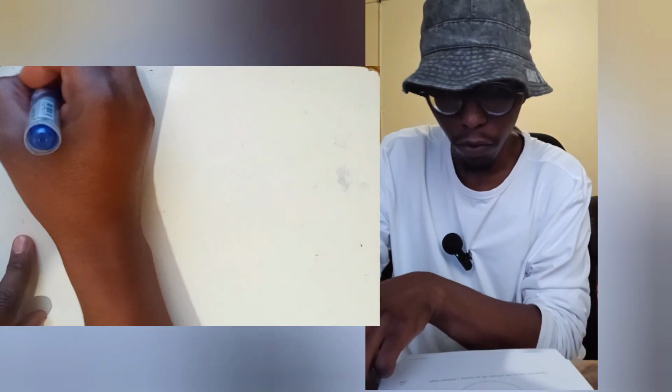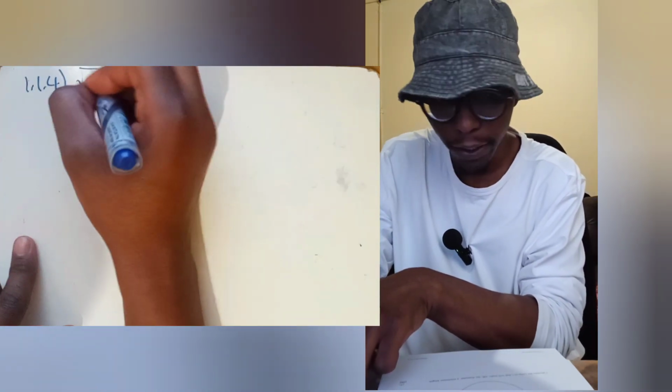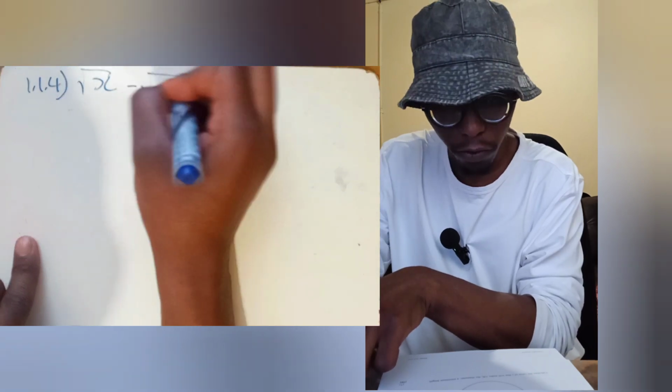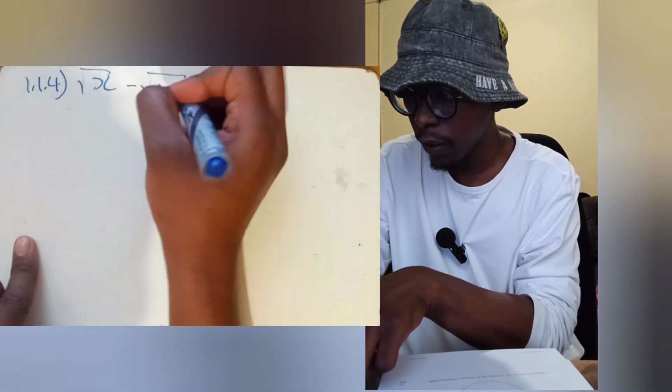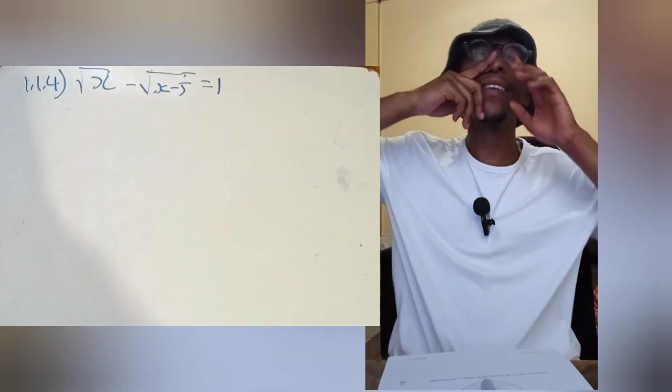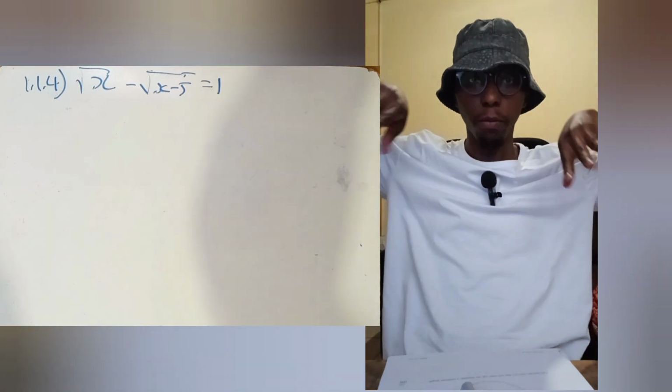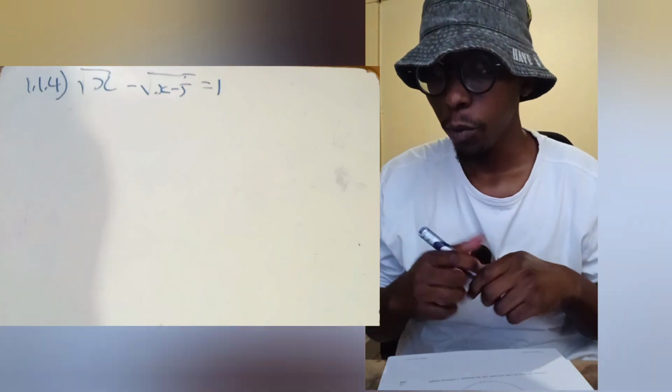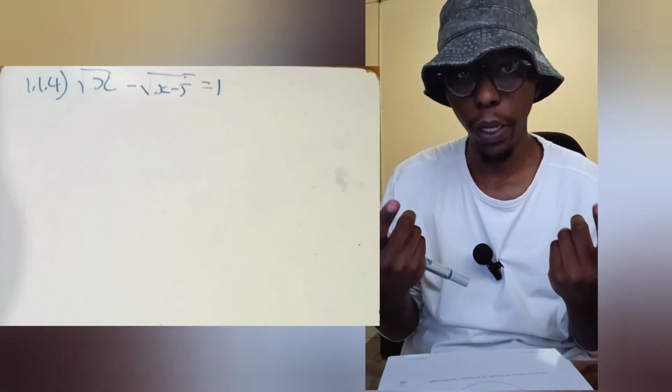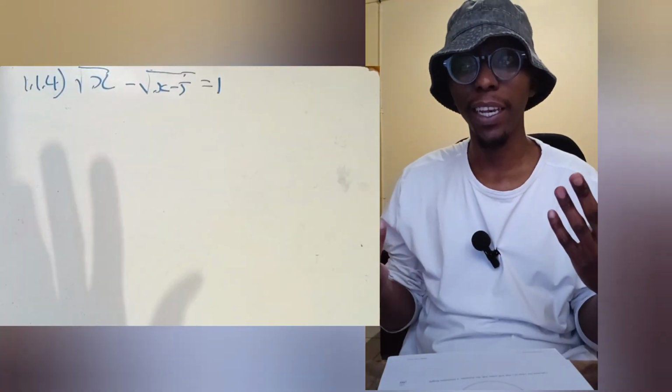The square root of x minus the square root of x minus 5. That's the one. So here, whenever you see a root, you must remember you will have to square both sides. But you must always isolate your root before you square. Now here we have two roots. How do we deal with such?